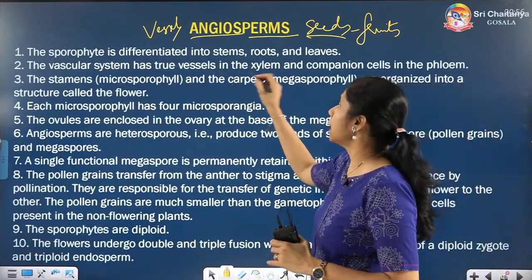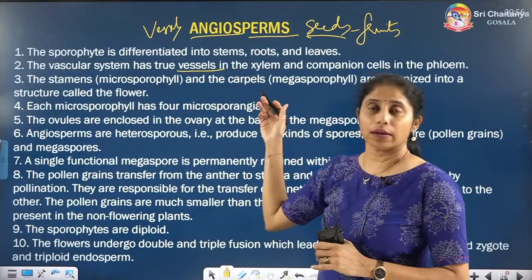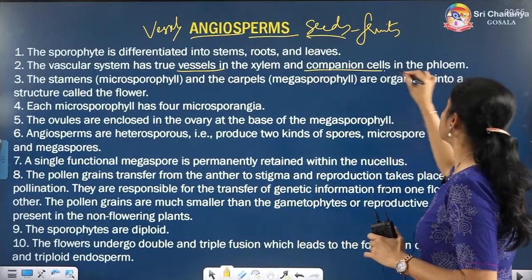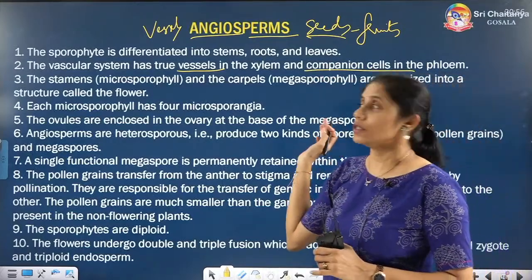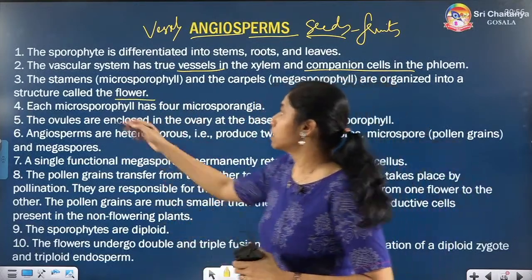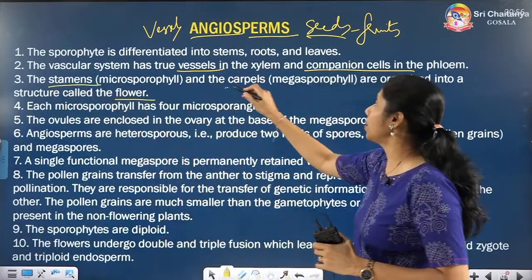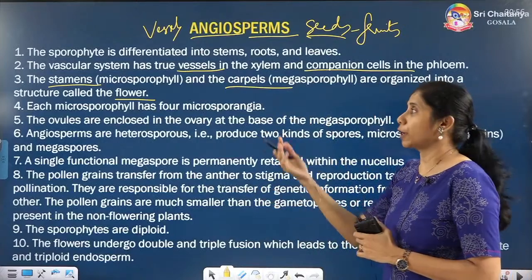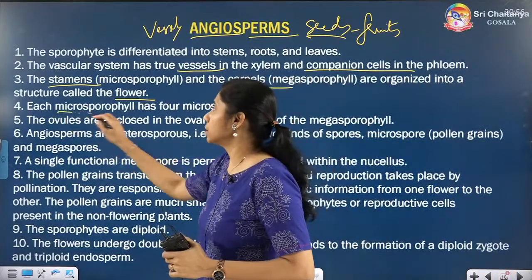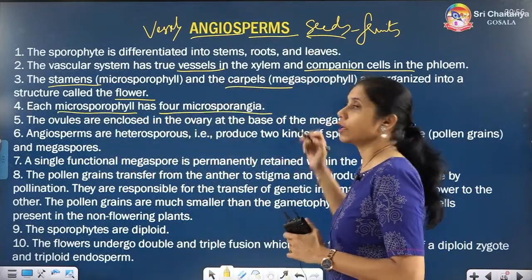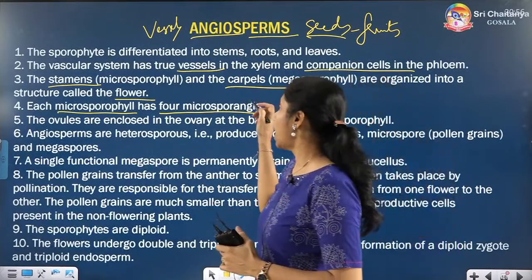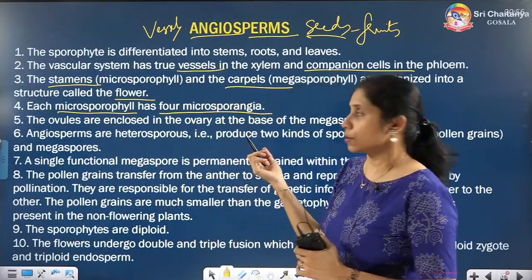And in this, xylem will be having the vessels because vessels are absent in gymnosperms. Here vessels are present. Then companion cells are present in the phloem along with the sieve tubes. And reproductive organ is there, that is the flower. And stamens are present in the flower and carpels are present in the flower. Stamens are microsporophylls and carpels are megasporophylls. Each microsporophyll, stamen, will be having 4 microsporangia and inside that pollen grains are produced.